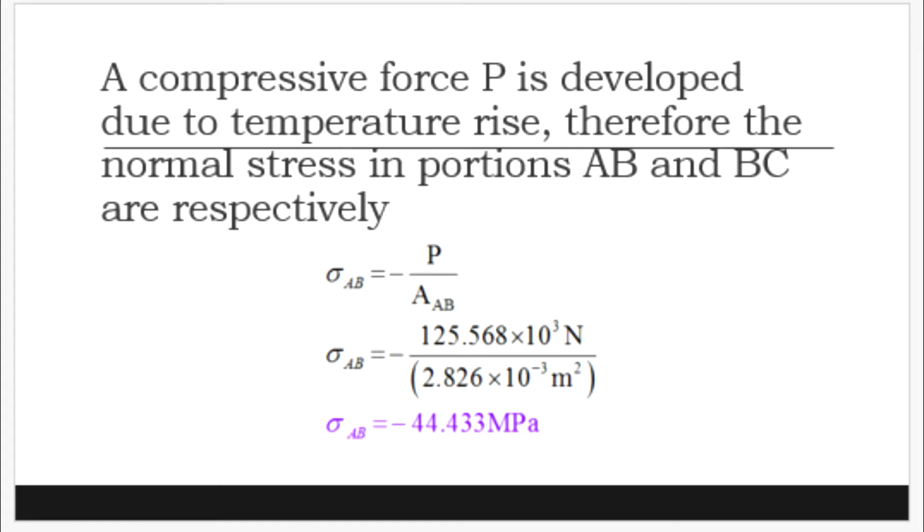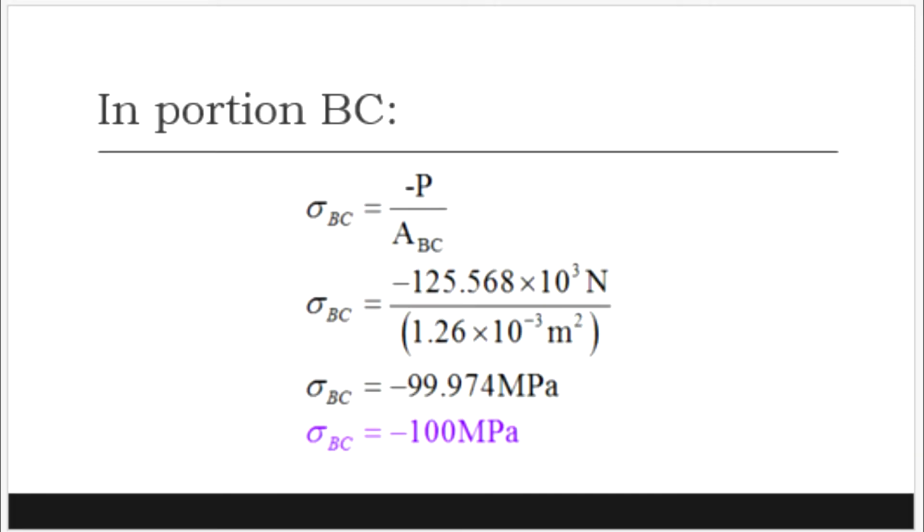Therefore, the normal stress in portions AB and BC are respectively sigma_AB is equal to negative P over A_AB. And we will input that in our calculators. We will get negative 44.433 MPa. And in portion BC, sigma_BC is equal to negative P over A_BC. And again, we will input that in our calculators, and we will get negative 99.974 MPa or negative 100 MPa.